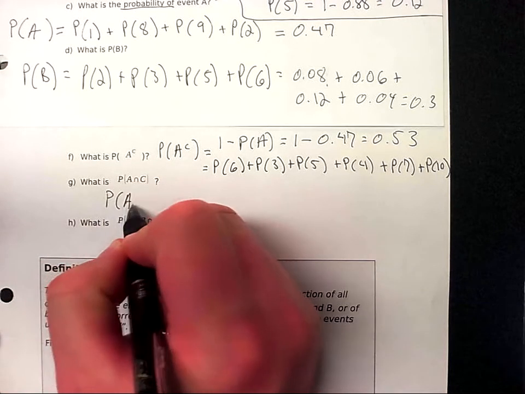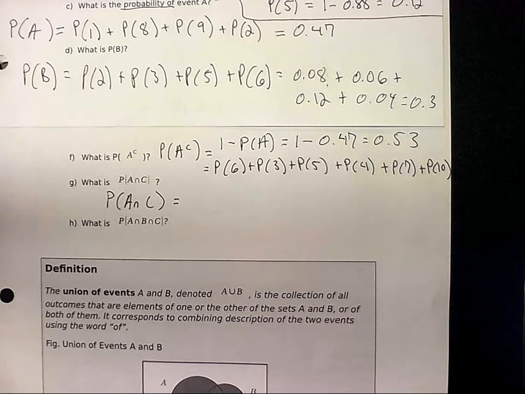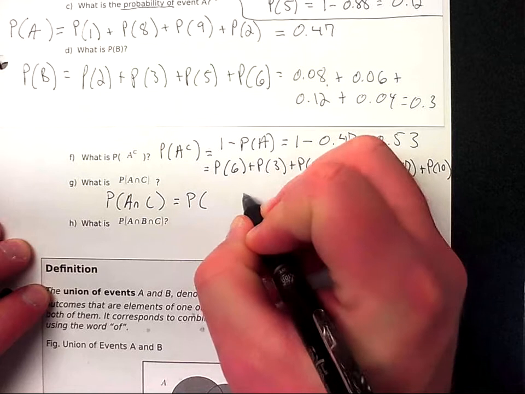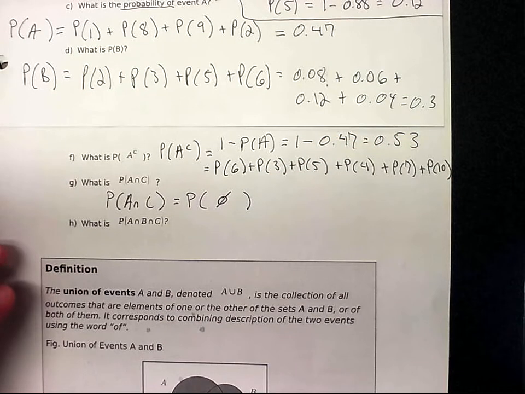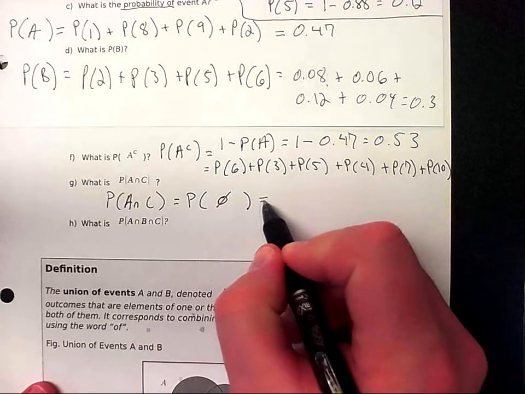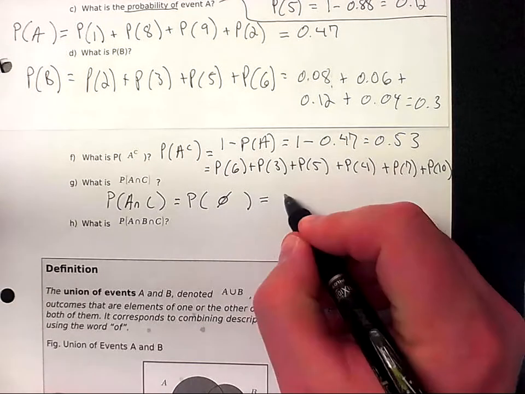We're trying to find the probability of A intersection C. Let's do this one together. What is in A intersection C? Nothing. They don't overlap, right? So there's nothing in their intersection. So therefore, we could rewrite this as the probability of this thing. And what's this thing called again? The empty set. We could also rewrite this as the probability of the empty set. So therefore, this probability is equal to 0.